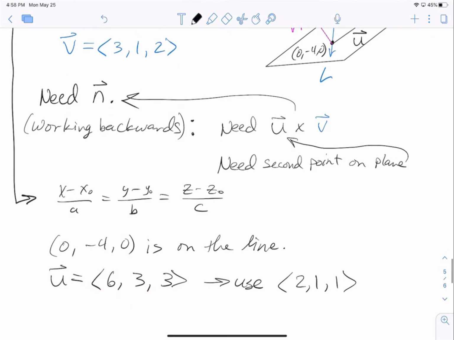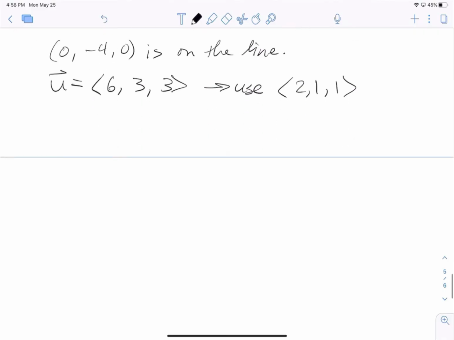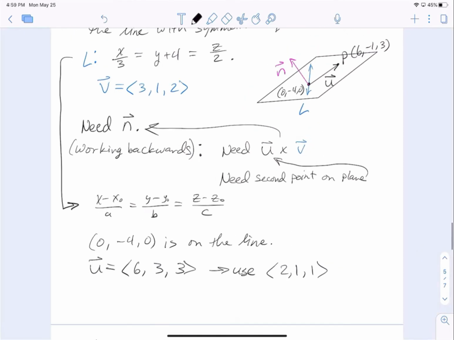Well, our vector u cross v is going to be developed by u. What I'd like for you to do is go ahead and finish off the work for this problem.